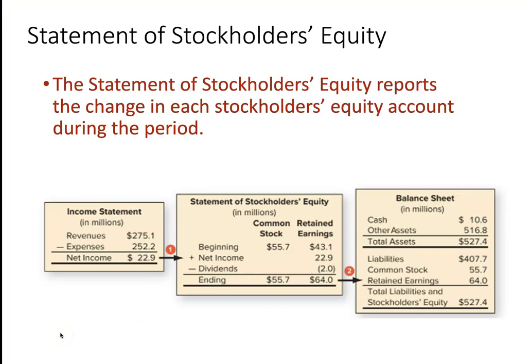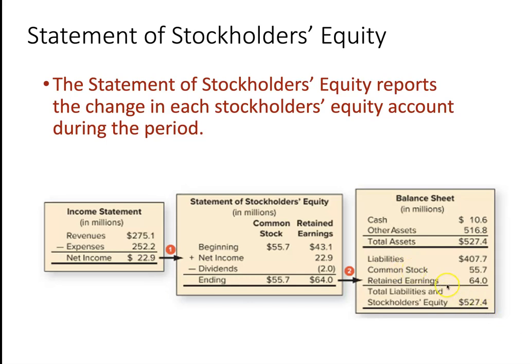In this video, we're going to introduce the Statement of Stockholders' Equity. Let's get started. The Statement of Stockholders' Equity reports the change in each stockholder's equity account during the period. As we mentioned before, in this chapter, we only focus on two accounts of the stockholders' equity: common stock and retained earnings. Common stock represents the amount of capital that the shareholders provided when they purchased the stock.